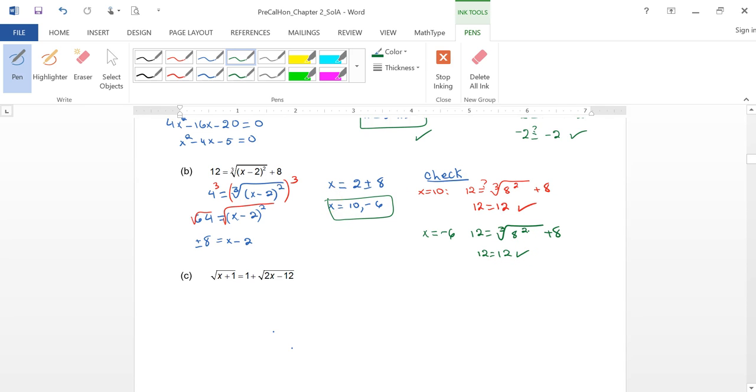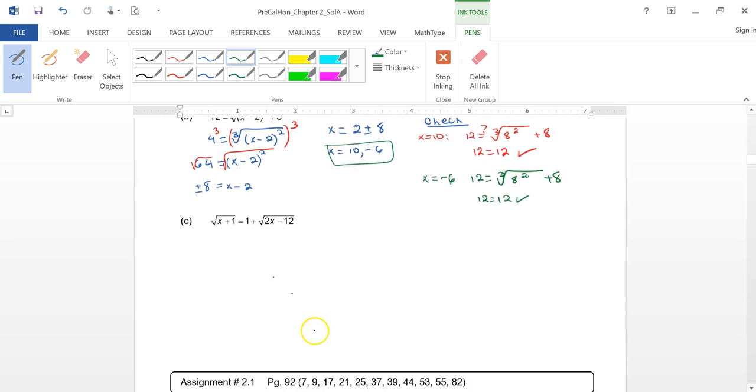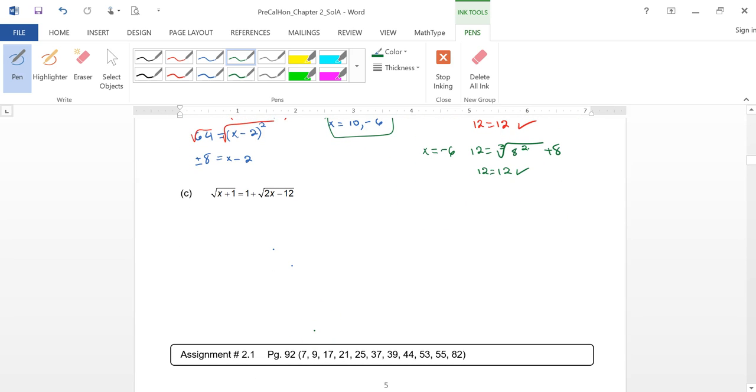Okay. Now, this one, I need your attention for this one. When you have more than one radical in an equation, you want to isolate one of them. So you're allowed to have at most one radical on either side of the equation. Okay? So this, for example, is okay. If the two radicals were on the same side, you would bring one to the other side. Okay? So in this case, we're going to square this as is, because it's already prepared for us.